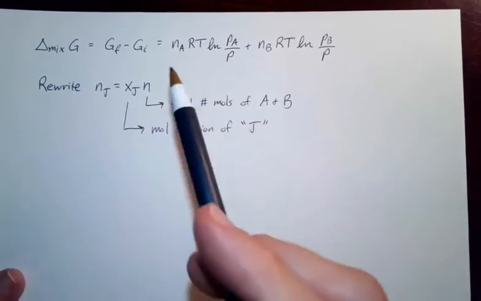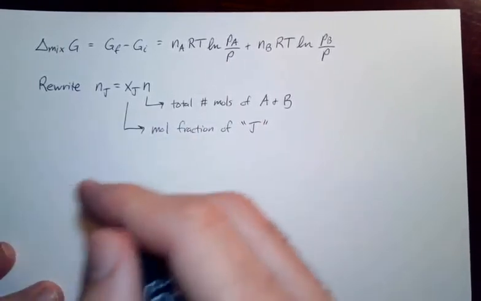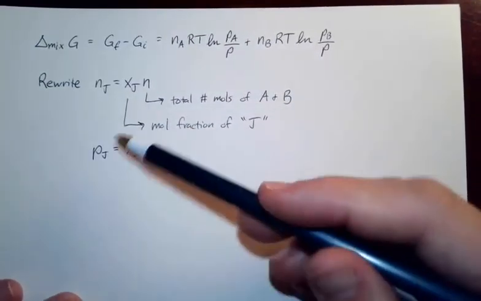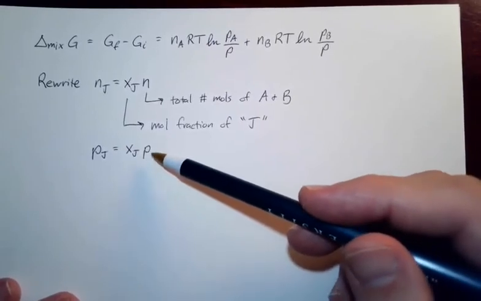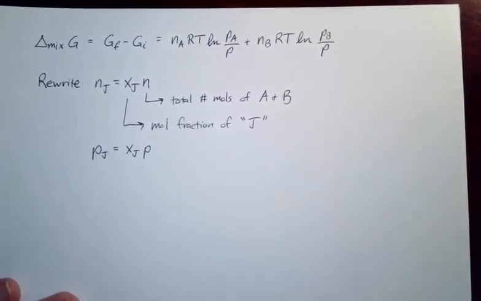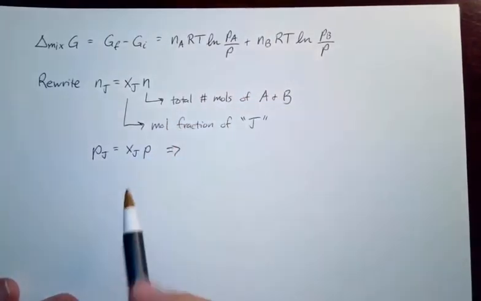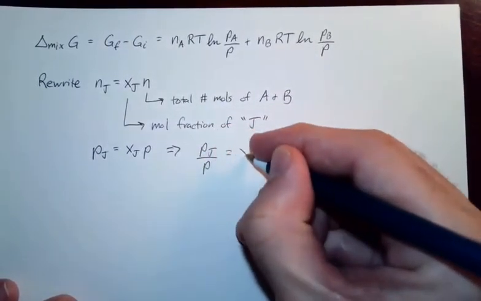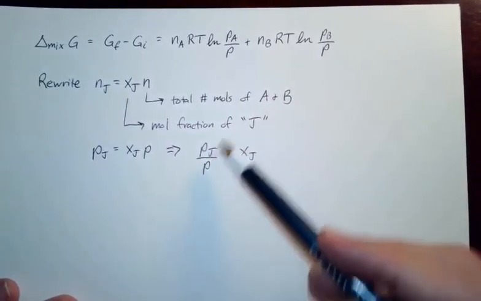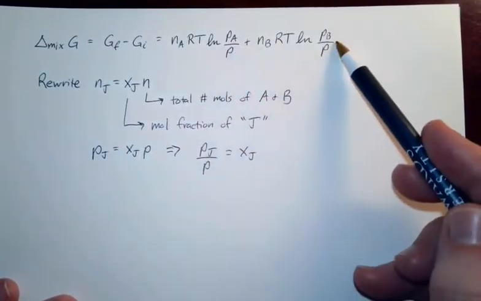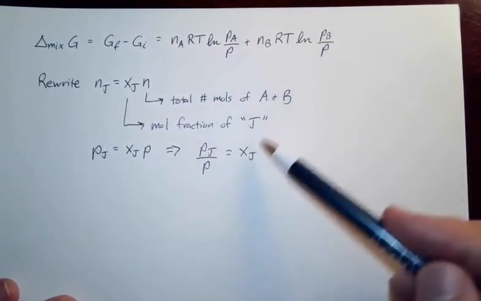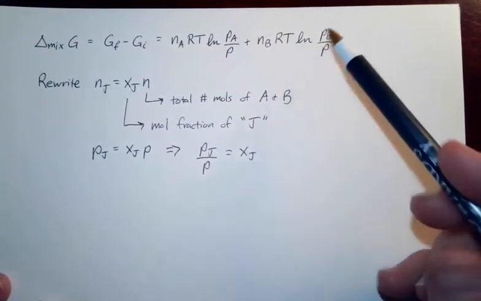I'm also going to do something similar for the P's. So we can also write PJ equals XJ P. We've seen this before when we were talking about partial pressures back in chapter 1. Let me rearrange that. If I divide both sides by P, I get PJ over P is equal to XJ. And so you can see right away that's going to go right here and right here. So this is actually XA, and this is actually XB.